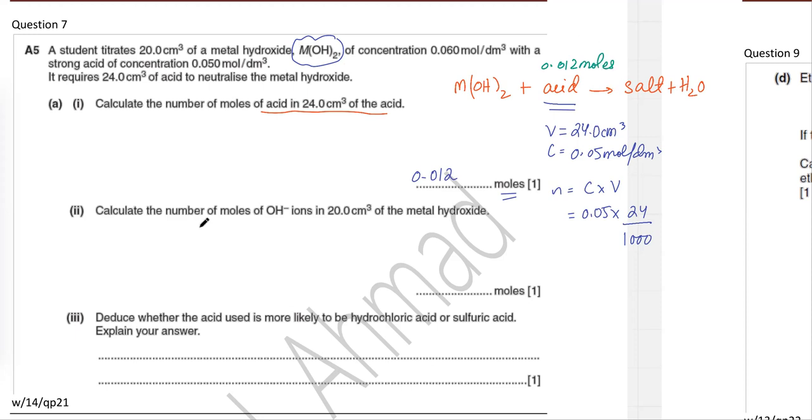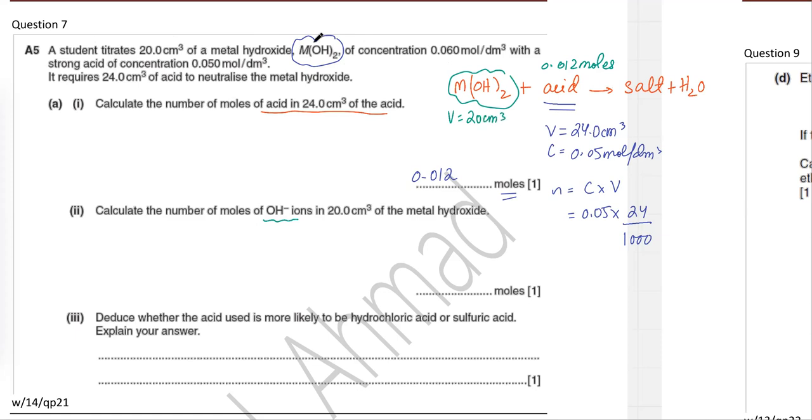Then he's saying calculate the number of moles of OH ions in 20 cm³ of the metal hydroxide. Remember, he's being very specific. Now he's talking about OH ions, he's not talking about the metal hydroxide. He is asking how many OH ions are there in the metal hydroxide. The first thing is that the information given is for the metal hydroxide. What is given about the metal hydroxide? He says the student titrates 20 cm³ of the metal hydroxide. So the volume is given. That is 20 cm³.